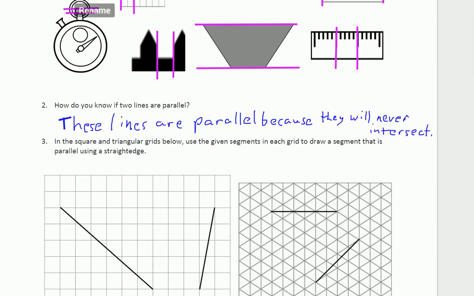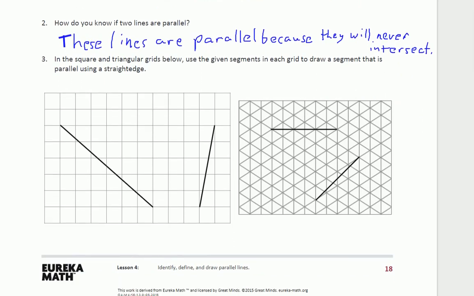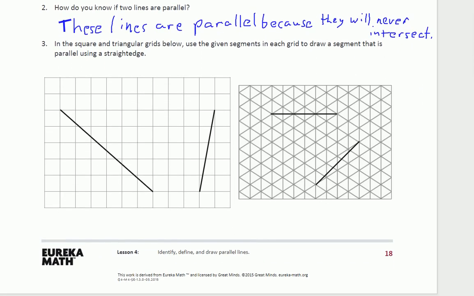All right, let's look at the next one, number three. What we're going to do here is, in the square and triangle grids, use the given line segments and draw a segment that is parallel using a straight edge. Okay, let's try this out.